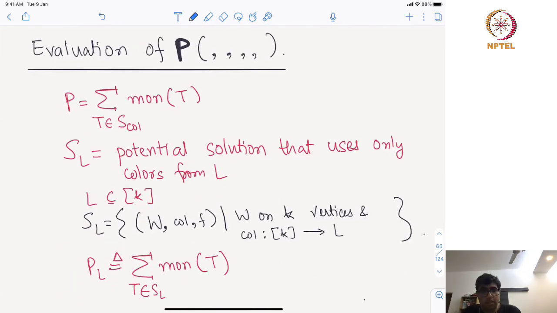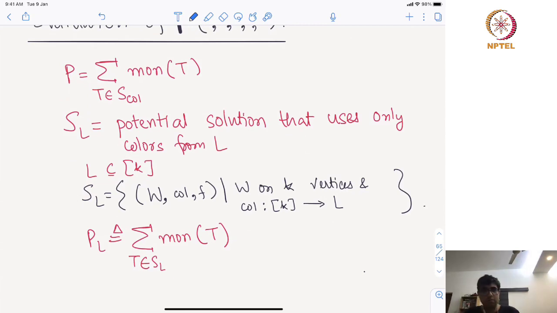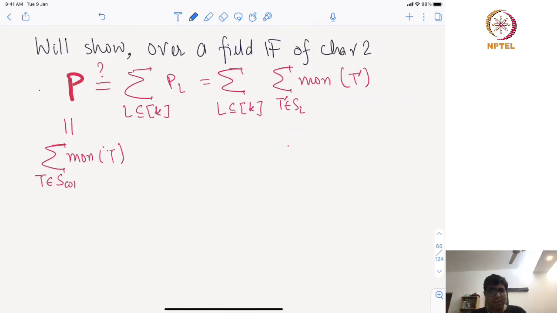So, what is S of L? It is the set of pairs (W, f), where W is a walk on k vertices, and the color function f is from 1 to k to L. So, what is P of L? By definition, it is the summation over T in S of L of the monomial of T, right? And we know now how to write the monomial corresponding to S of L. So let us try to see what this P corresponds to.